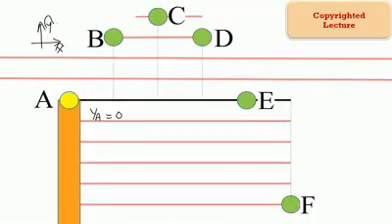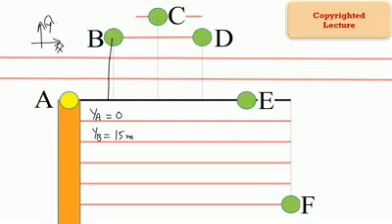Positive y is defined as vertically up. Positive x is defined as to the right. So what is the position of point A? It is equal to 0. What is the position of point B? Point B is 5, 10, 15. So it is 15 meters.